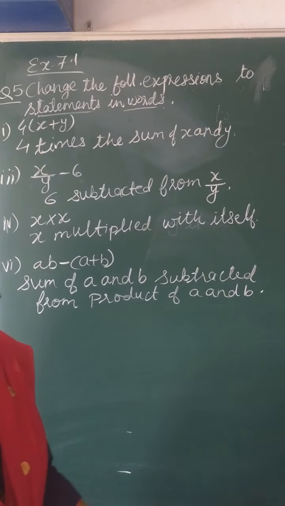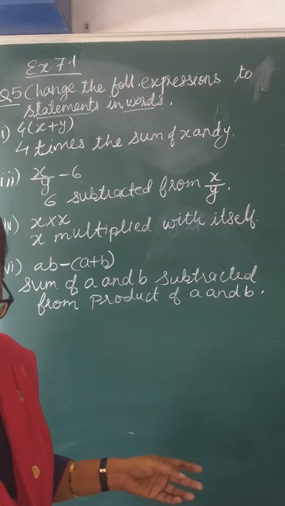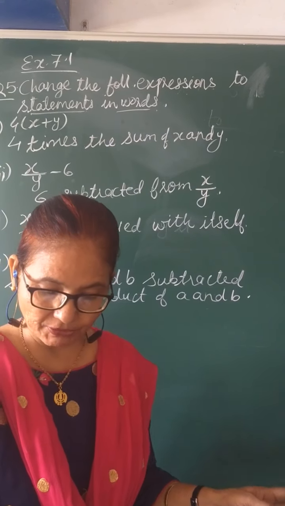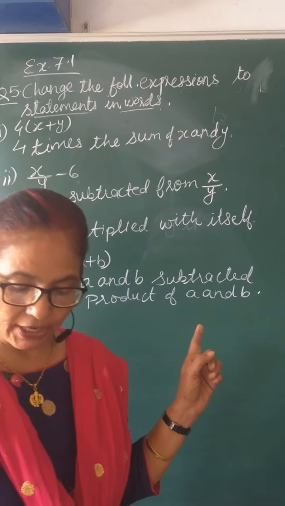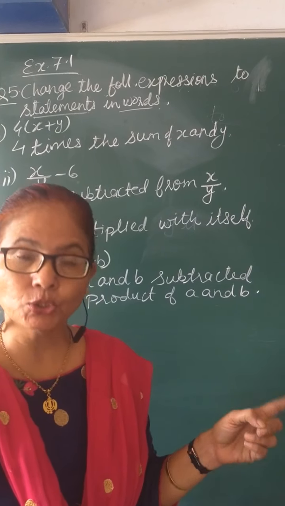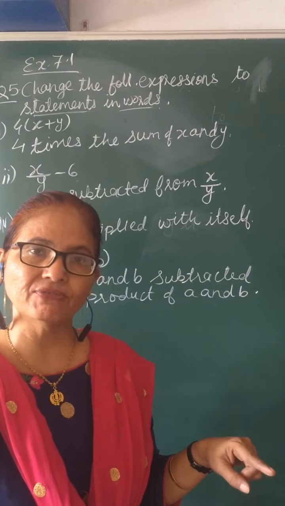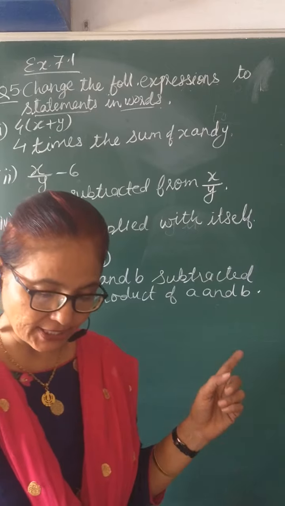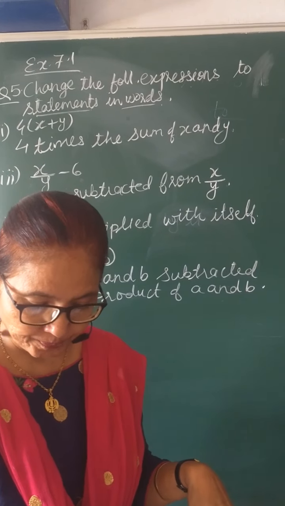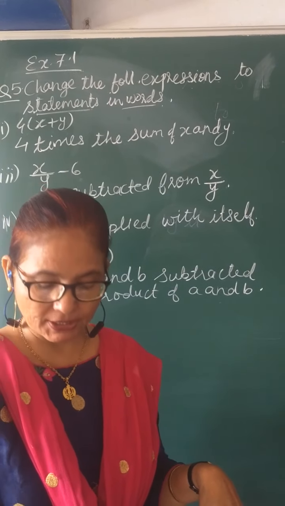Okay. So in this way only. I think 7y plus 5 is written, one example which I have not mentioned here. So what will you write for that? 5 added to 7 times y. 7y means 7 into y. So that is 7 times y.